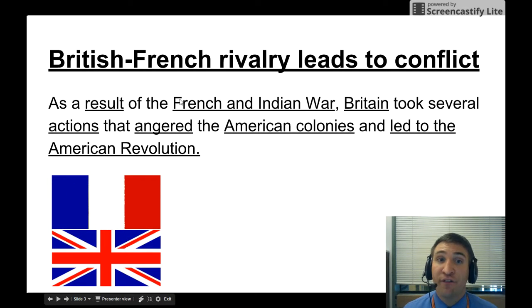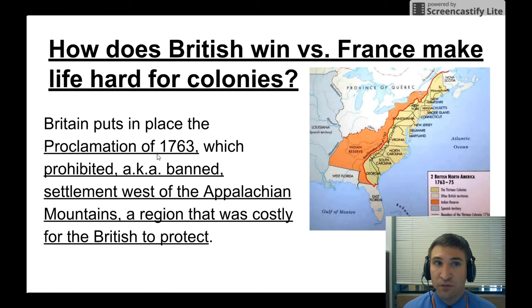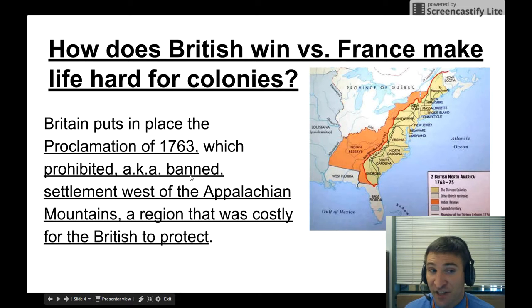As a result of the French and Indian War, Britain took several actions that angered the American colonies and led to the American Revolution. How does the British win versus France make life hard for the colonies? Well, Britain puts in place the Proclamation of 1763, which prohibited, aka banned, settlement west of the Appalachian Mountains, a region that was costly for the British to protect.